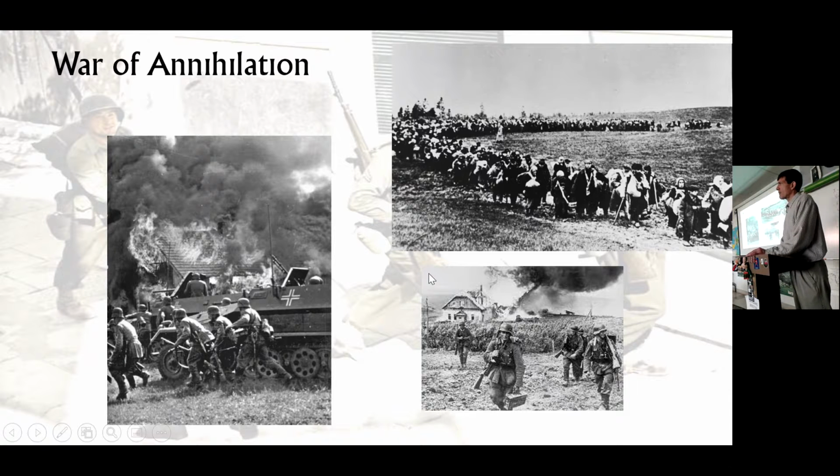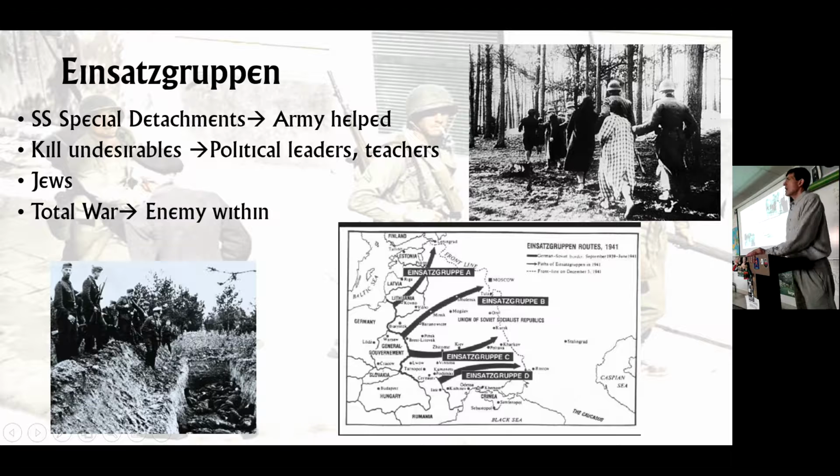As an example of this, following behind, special detachments of SS. They did the same thing in Poland too, but this one on a much greater scale. So these are lots of German troops they could have used at the front. Instead, now the army helped with this, but it was SS. They were going to kill all the political leaders, these undesirables. Some religious leaders, even though there were very few in the Soviet Union. Teachers, communists, known Communist Party members, and also Jews.